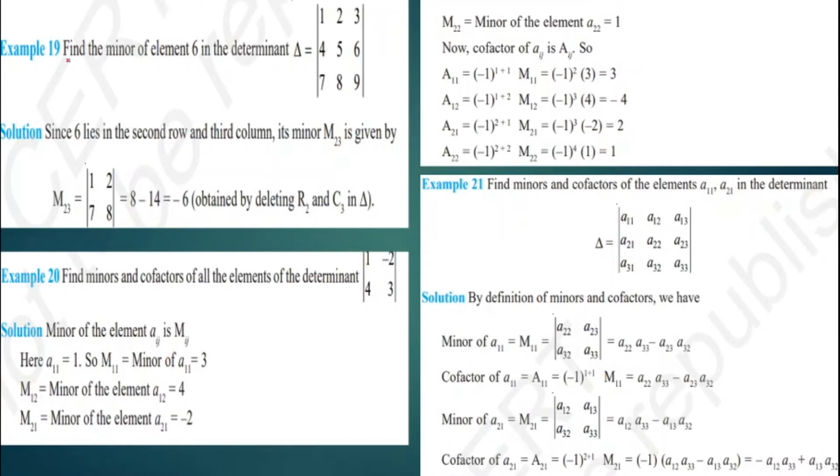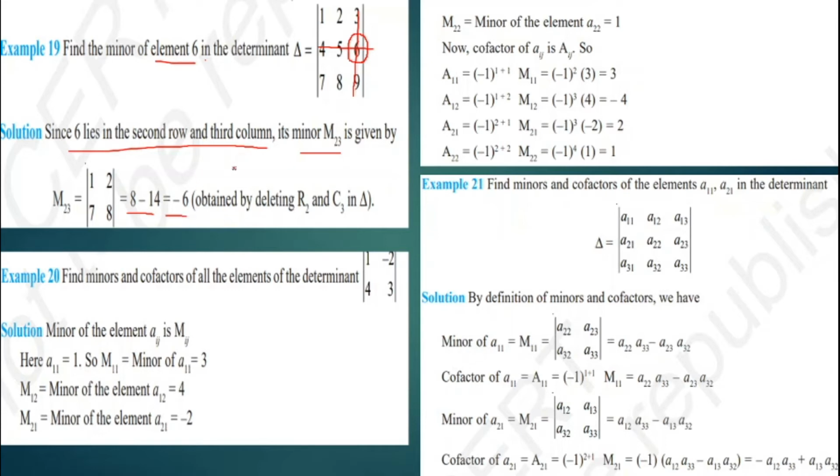Let's learn how to find the minor of element 6. So here we have an example. Find the minor of element 6. Element 6 lies in the second row, third column, so M23 we are supposed to find. So when it is M23, we delete the second row and third column. And 1 into 8 minus 7 into 2. So 1 into 8 is 8, minus 7 into 2 is 14. So 8 minus 14, that is negative 6. So we got the minor M23 is negative 6.